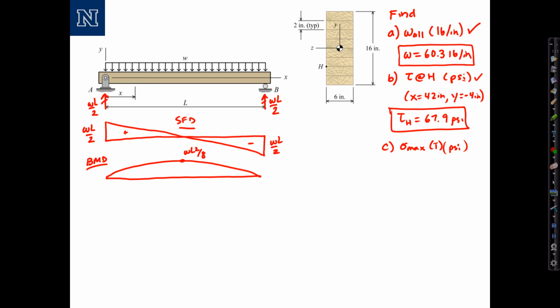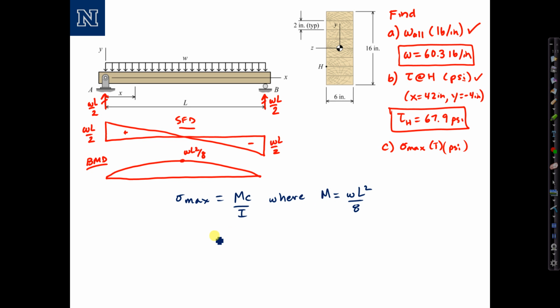Last step of the problem, we're asked to compute sigma max, or the maximum bending stress, anywhere along the beam. It's going to occur where the moment is maximized, and it's going to occur at the bottom of the section since the moment is positive. We can compute this as sigma max equals MC over I, where the moment equals WL squared over 8.